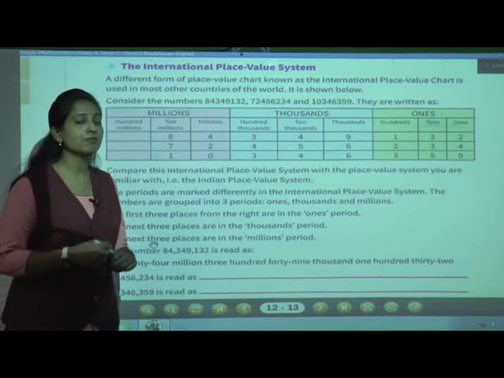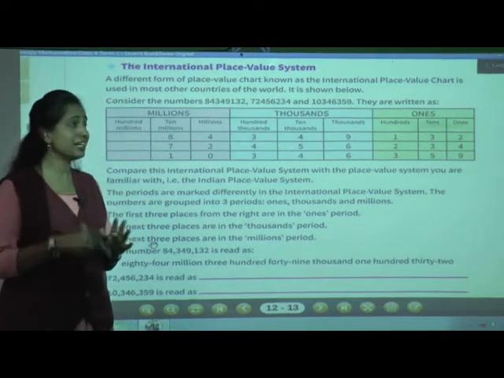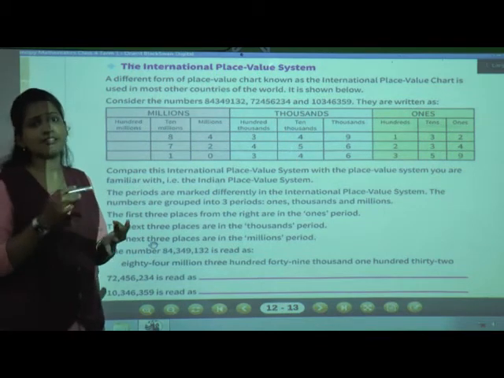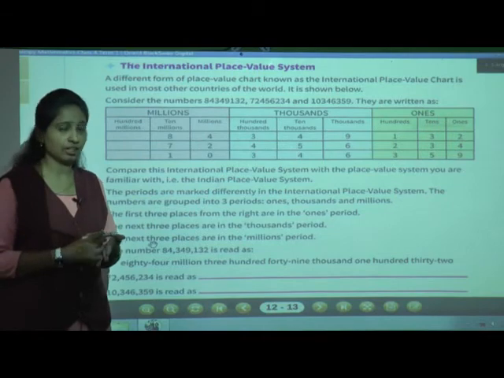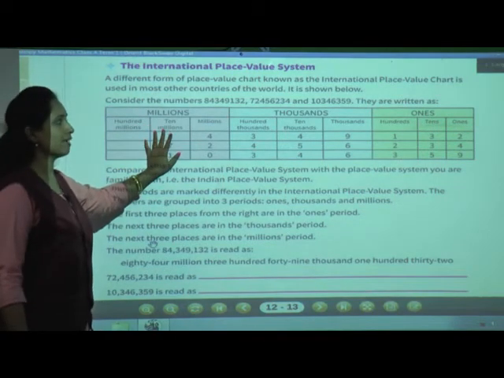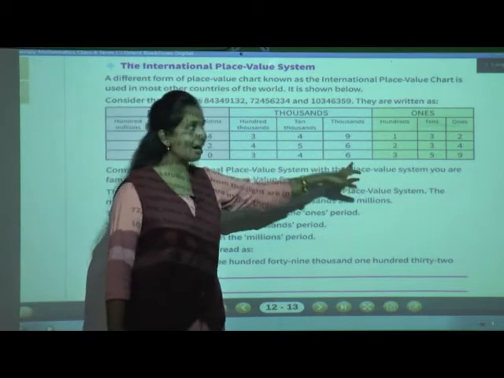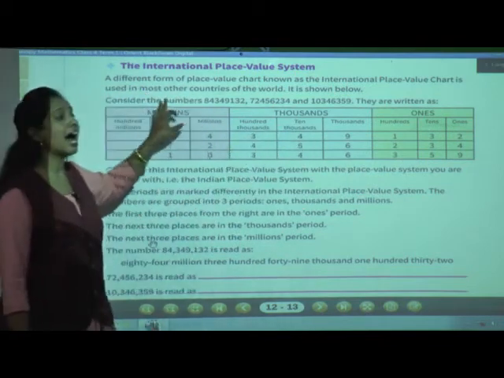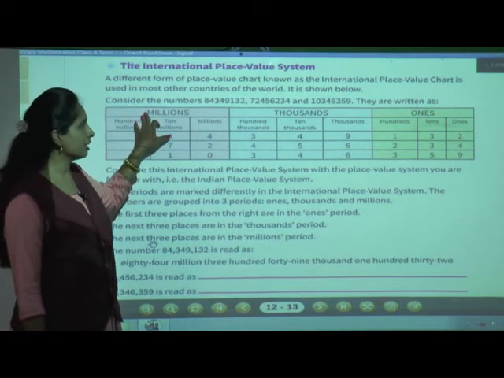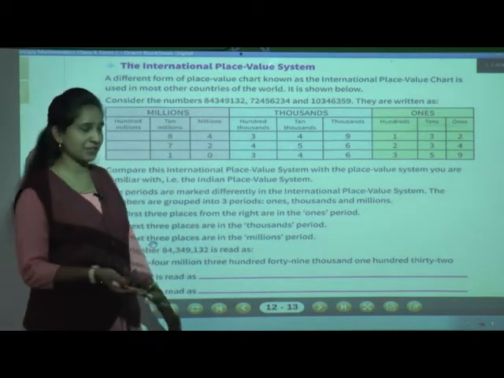Now till now we have learned about the Indian place value system, that is ones, tens, 100, lakh, crore. Now what is the difference in the international place value system? They are having ones, thousands and millions. Are you getting? Okay, this millions is used in other countries.